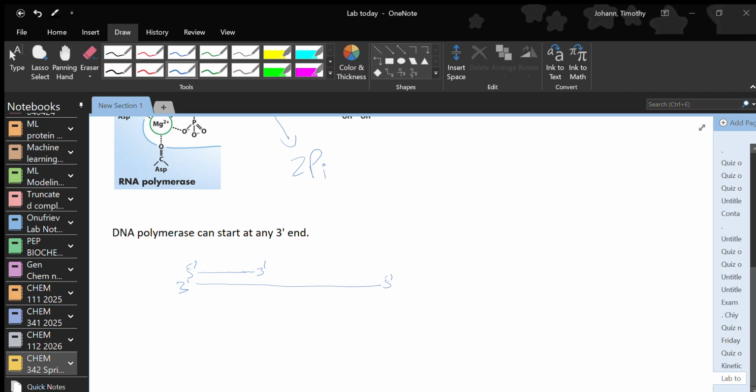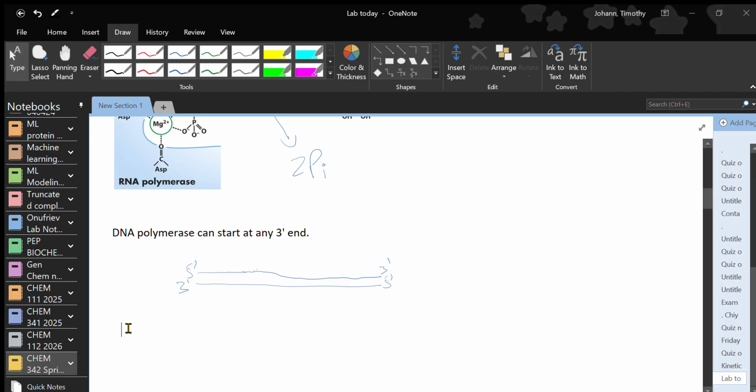What can happen now? Are we done? Do we have damage? What happens next? What was that? It does it again? Yeah, it does it again. It can start at any 3' end, right? So if DNA polymerase falls off, it can just come back down, bind here again, and just keep going until it's all done. Oops, that's a 3' end. Does that make sense? Oh, okay, so that's DNA polymerase.